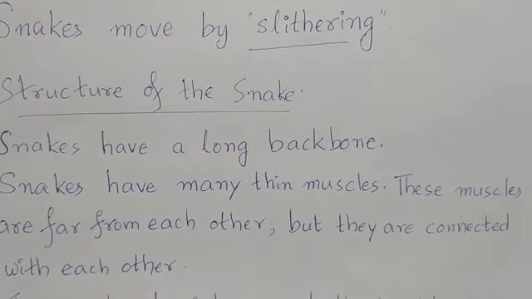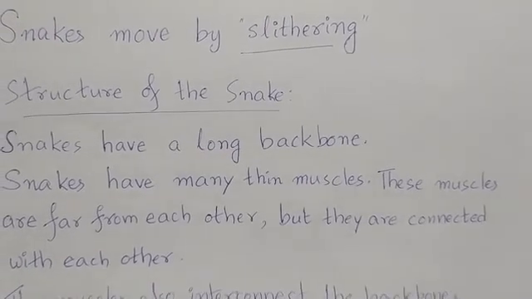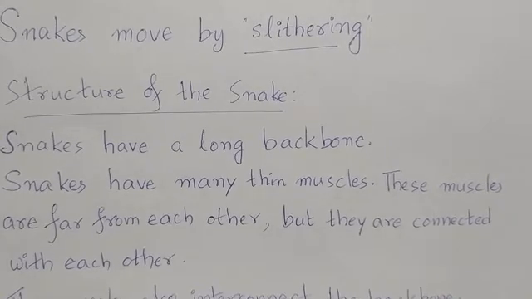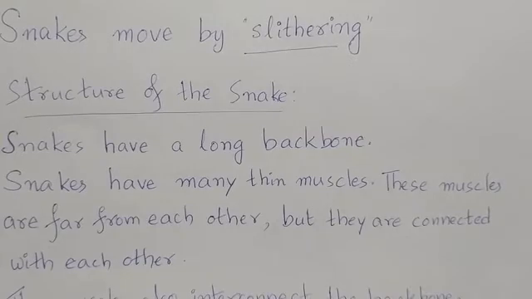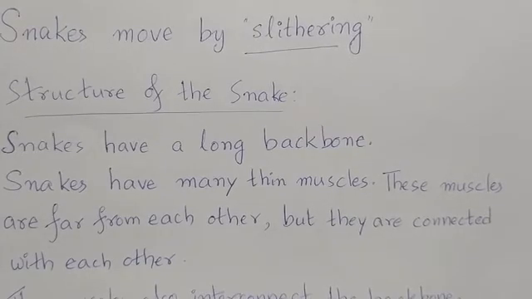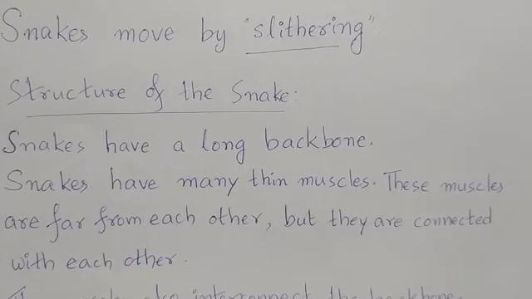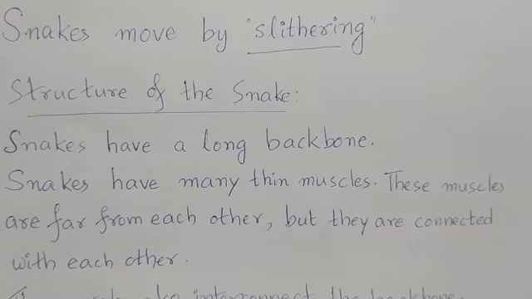The body structure of a snake. Snakes have a long backbone, since snakes are long animals, and snakes have many thin muscles. These muscles are far from each other, but they are connected with each other.